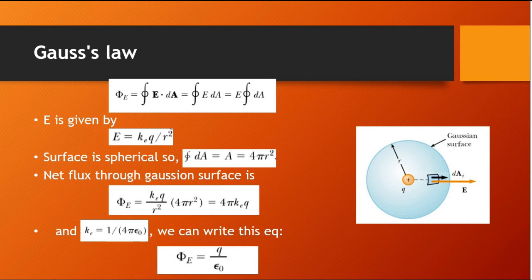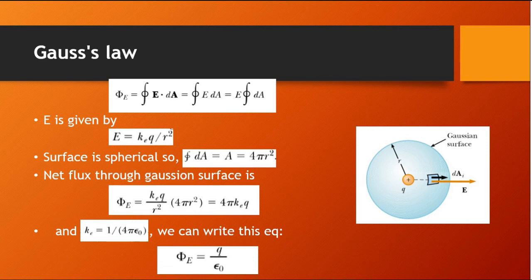Furthermore, because the surface is spherical, the surface integral of dA equals A, which is equal to 4 pi r squared. Hence the net flux through the Gaussian surface is phi E equal to Ke q divided by r squared times 4 pi r squared, which is equal to 4 pi Ke q. Recalling that Ke equals 1 divided by 4 pi epsilon naught, we can write this equation in the form phi E equal to q divided by epsilon naught.